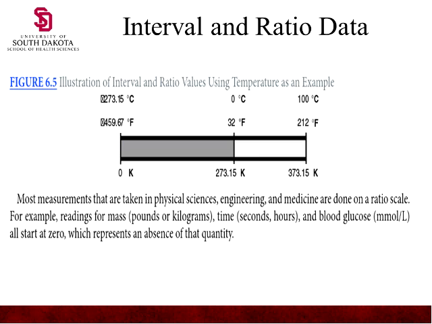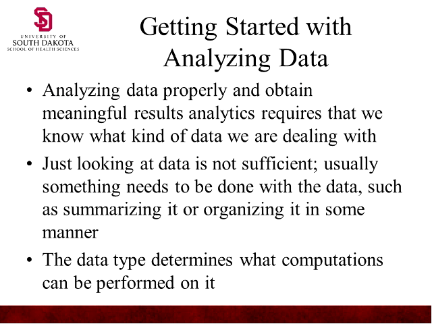Most measurements taken in physical science, engineering, and medicine are done on a ratio scale. For example, mass in pounds or kilograms, time in seconds and hours, and blood glucose all start at 0, which represents an absence of a quantity. There's nothing at 0. If you have 0, you have none of the above.